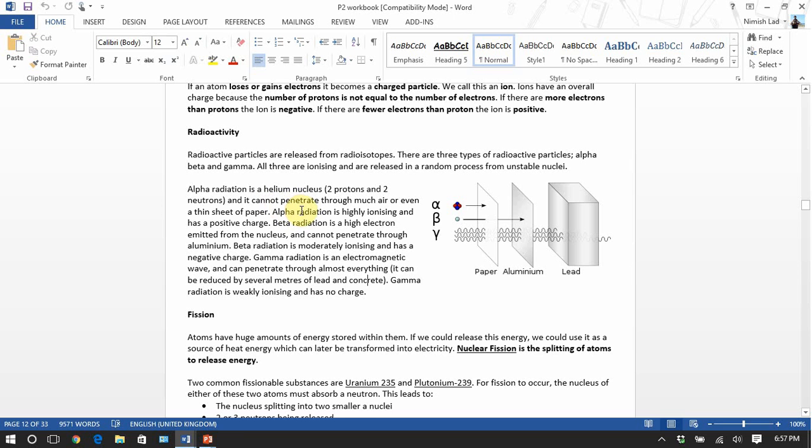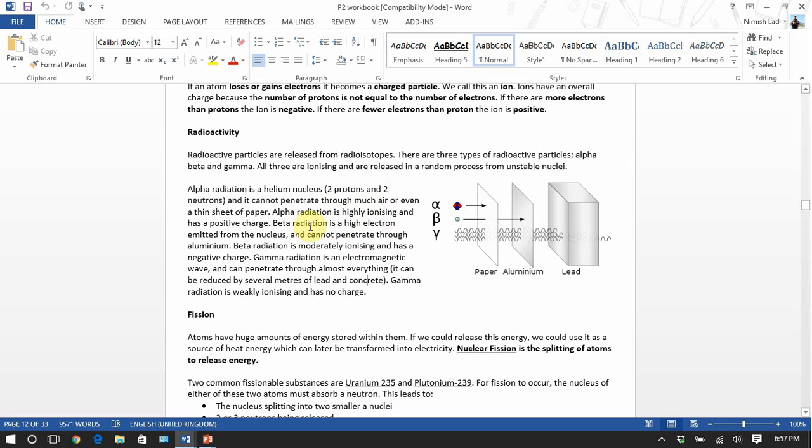ionization, and penetration. So alpha radiation, it's a helium nucleus, 2 protons, 2 neutrons. Can't get through 5 centimeters of air or a thin sheet of paper. It's highly ionizing, positive charge. There's a mass of 4, 2 protons, 2 neutrons. Charge of +2, positive, 2 because of 2 protons. And its penetration is it gets absorbed by paper or a few centimeters of air.